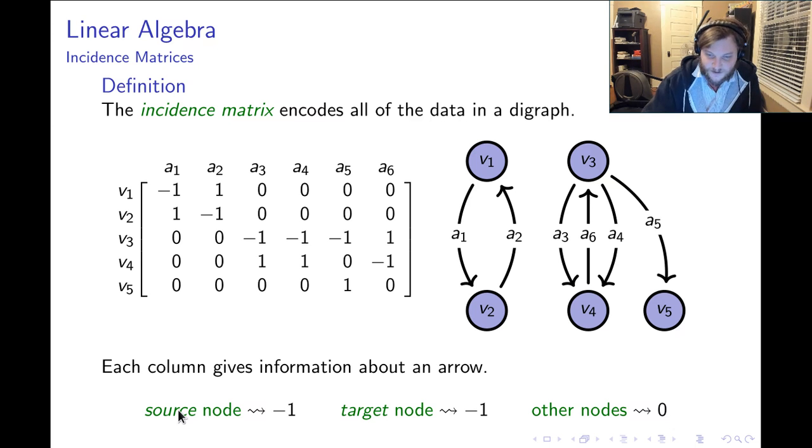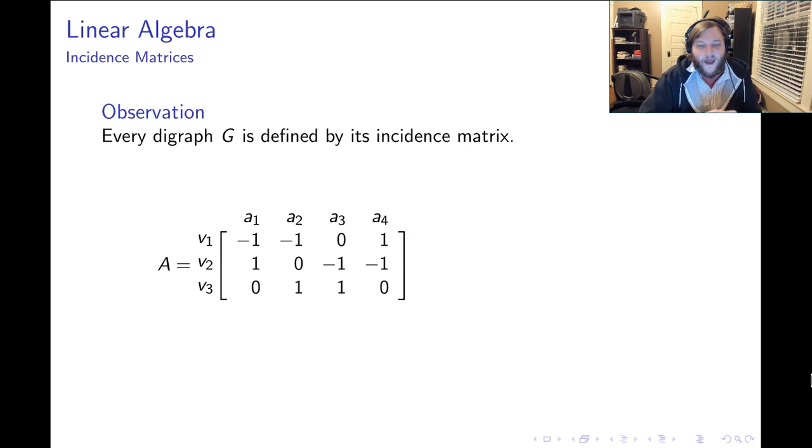So source, meaning where the arrow starts, gets tagged with a -1. Target, meaning where the arrow terminates, gets tagged not with a -1, but with a +1. And all of the other nodes get a 0. And the idea here is that directed graphs can be reconstructed from the data inside of its incidence matrix.